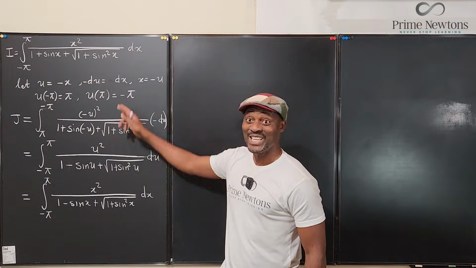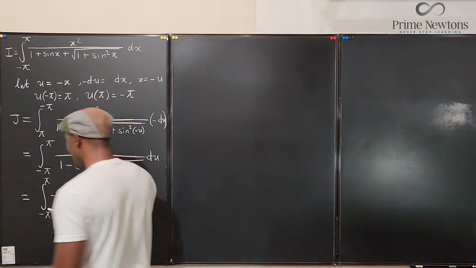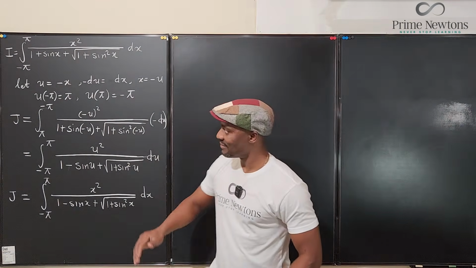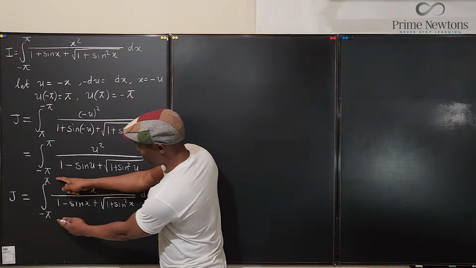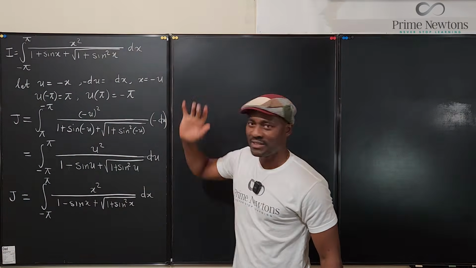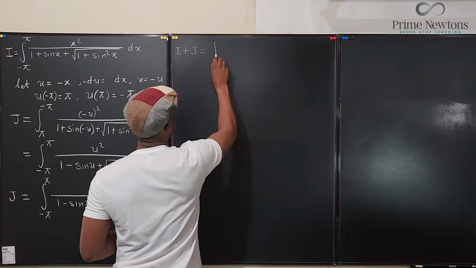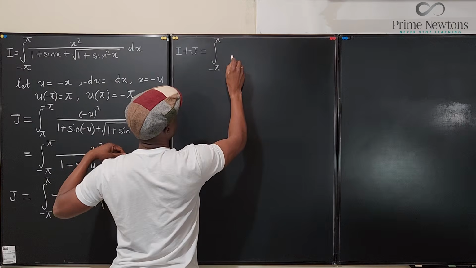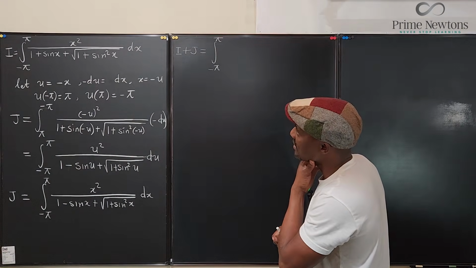This is the key to solving this integral, because what happens is, if this is J, and this is I, look, the boundaries are the same. The boundaries are the same. What if we add the two together? We just do I plus J will be equal to the integral, because they have the same boundaries, negative pi to pi of, now let's try to do the addition of these two things inside.